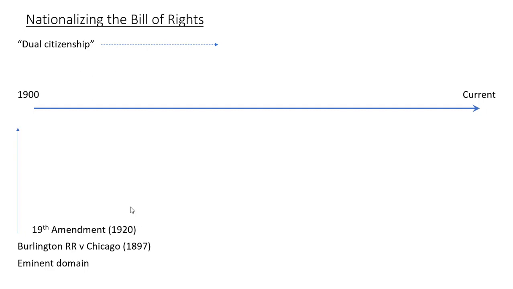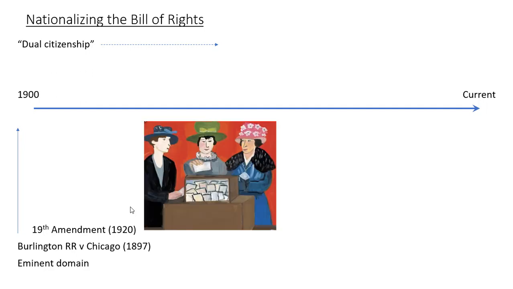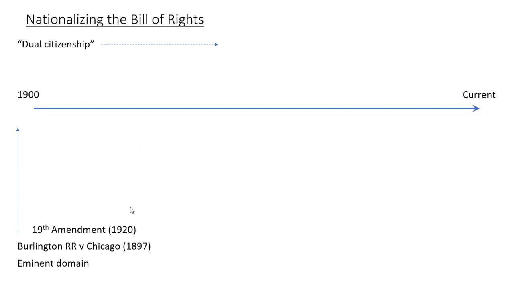Now, we are also seeing some other progressions as we move into the modern era. The 19th Amendment was ratified in 1920, and that's where women finally got the right to vote. So we were making some progression there. Now, looking at some more cases that started to incrementally get us out of this concept of dual citizenship.